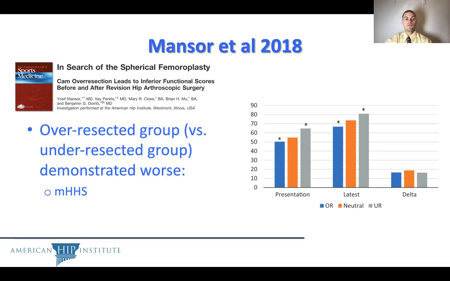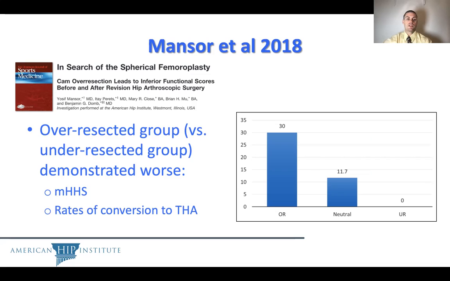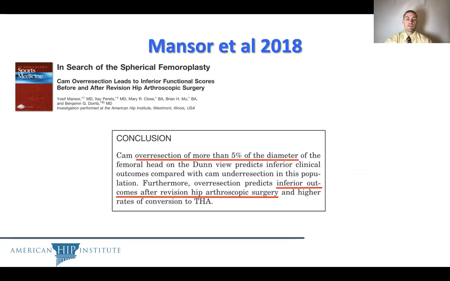The study found that the over-resected group demonstrated worse modified Harris hip scores, not only at presentation, but also at most recent follow-up. Additionally, the over-resected group demonstrated higher rates of conversion to total hip arthroplasty, which was seen in almost a third of patients. In contrast, the under-resected group, no patients went on to total hip arthroplasty. So the takeaways from this study was that over-resection of the CAM deformity can lead to inferior outcomes and higher rates of conversion to total hip arthroplasty.